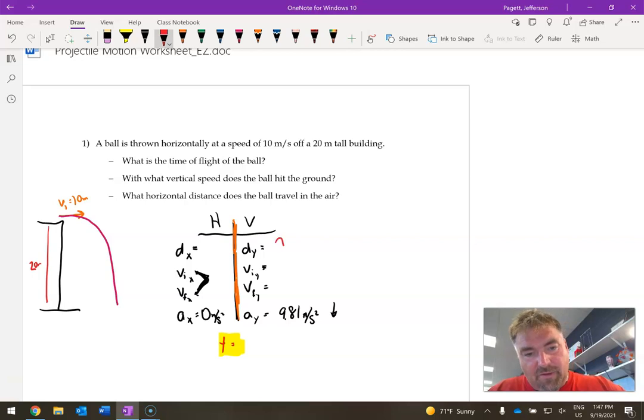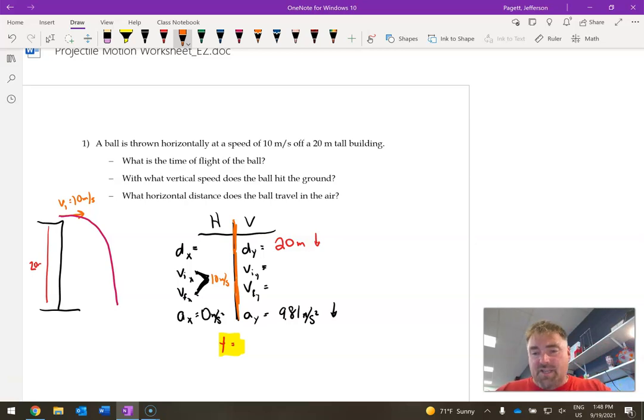And I'll put that in red. And since it's going to go 20 meters down, I put in the down there. It's falling down 20 meters. The other thing I know is it's being thrown horizontally at 10 meters per second. I've got my meters per second here. So my VIX and my VFX, they're both going to be 10 meters per second. And you're thinking, okay, well, that's it. Does he know anything else?